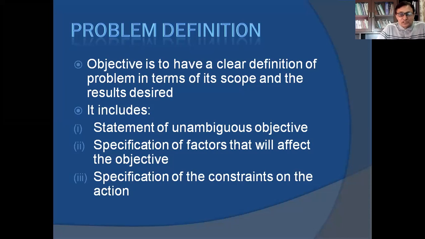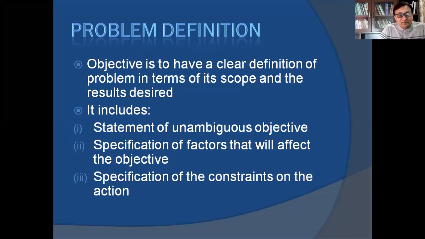So it includes a statement of unambiguous objective. Your objective should be clearly defined. It should not be straightaway that our objective is to maximize the profit or to minimize the cost. So the statement should be unambiguous.